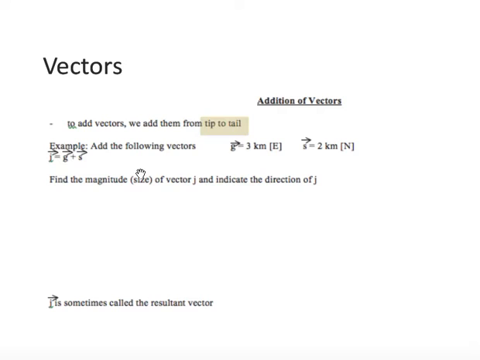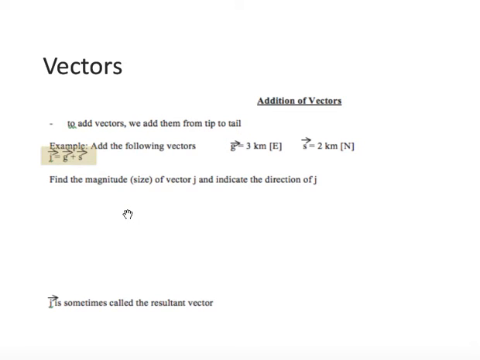So, drawing vectors is one thing. However, often in physics, we'll have to add vectors. And so, how do we do this? Well, to add vectors, we add them from tip to tail. So what exactly does that mean? Let's study this through an example.